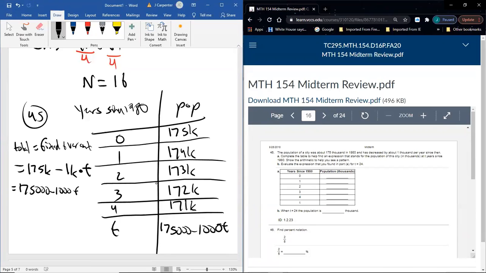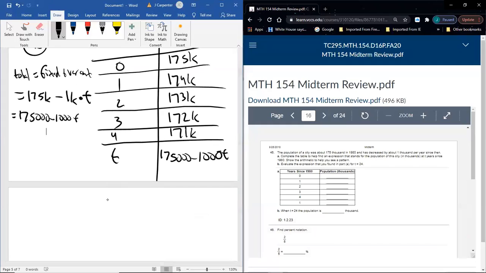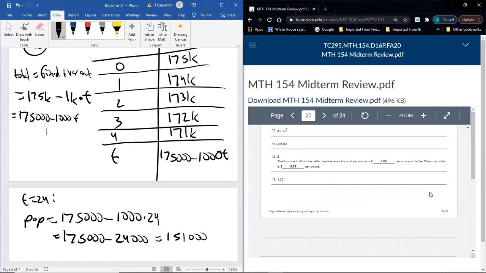And then for part B, they say to find the population in thousands when t is 24. So when t is 24, then our population would be 175,000 minus 1,000 times 24, which is 175k minus 24k, which is 151,000. Now, I think in the answer key, they write the answer to the population is a little weird.